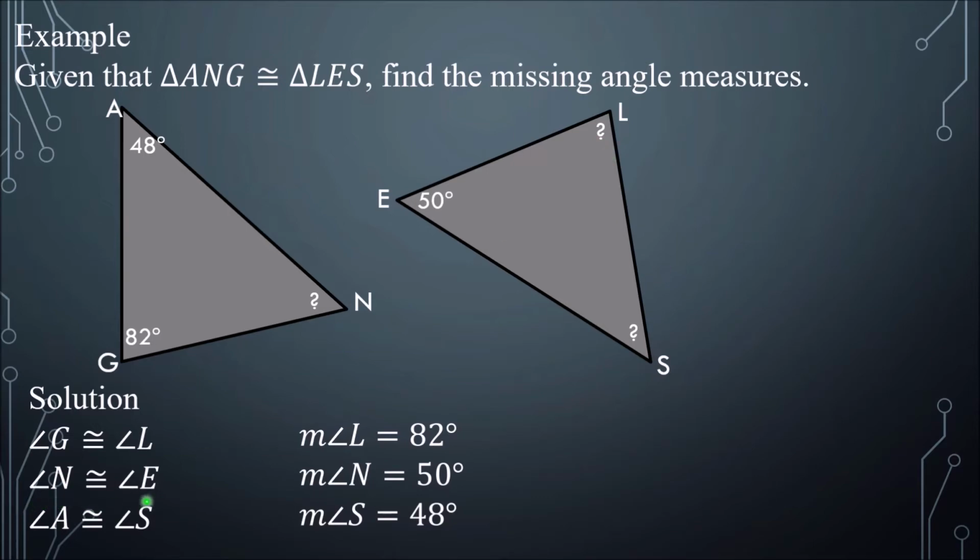So angle N is congruent to angle E, meaning to say angle N corresponds to angle E. Since angle E is equal to 50 degrees, then angle N is also 50 degrees. Angle A corresponds to angle S. Since angle A measures 48 degrees, then angle S will measure 48 degrees also. So once again, since the two triangles are congruent, all the corresponding parts are also congruent.